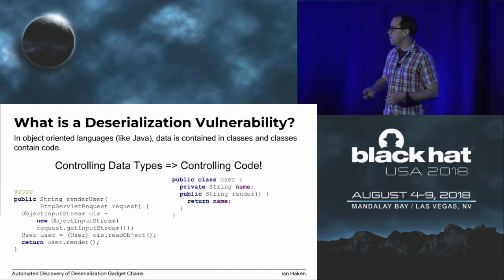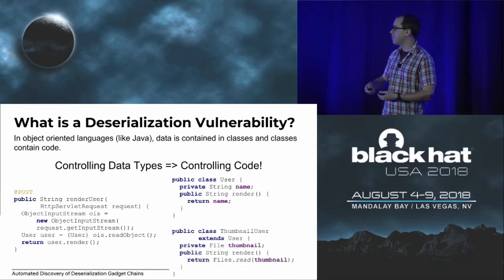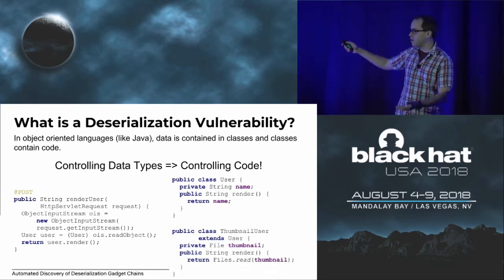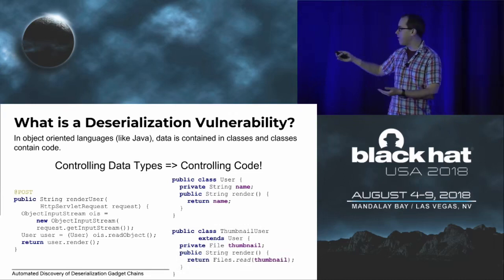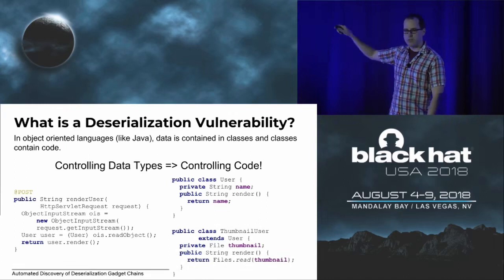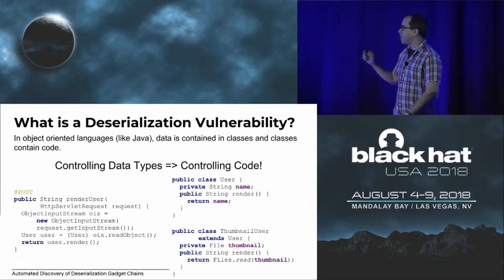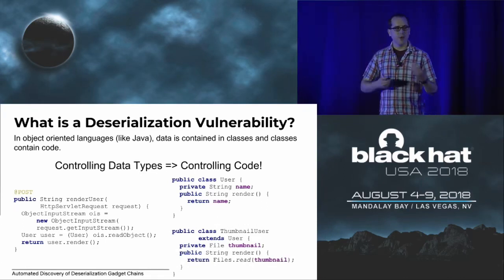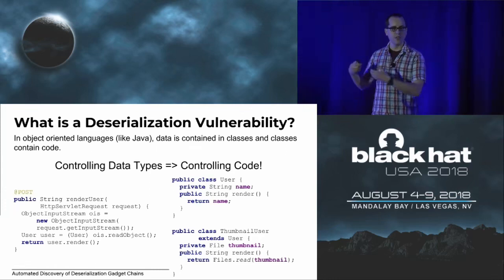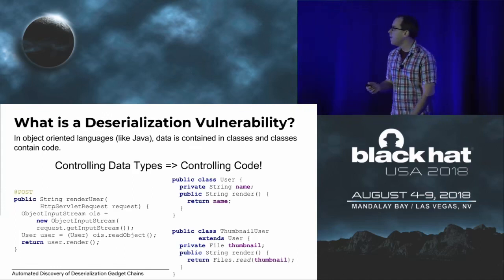It's totally innocuous. But where you get into a potentially dangerous place is if the application has something like this on the classpath as well, a thumbnail user. In this case, this is maybe a user that has a thumbnail, which is a path to something on disk. That means that if an attacker can serialize this thumbnail user class and pass it into this post body, then they can read any file off the disk. So this is what I mean by if an attacker can control your data type, then they might be able to directly influence what code gets executed and potentially do something unintended.